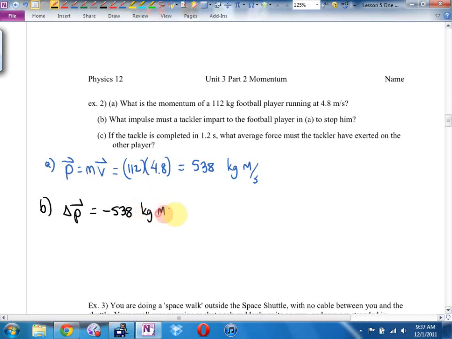See? And this is where that final impulse equation can be very, very handy, because now we can quantify this into forces. If the tackle is completed in 1.2 seconds, which is probably high, a tackle doesn't take that long, but whatever. We're making up numbers here. What average force must the tackler have exerted on the other player? So now we're going to use our impulse equation. Our impulse equation said that impulse equals impulse. Change in momentum equals change in momentum. This one is on your formula sheet.